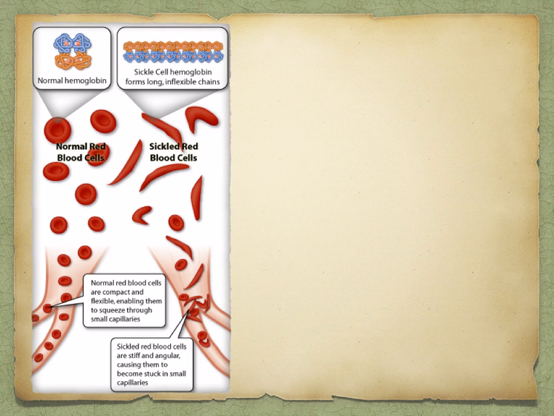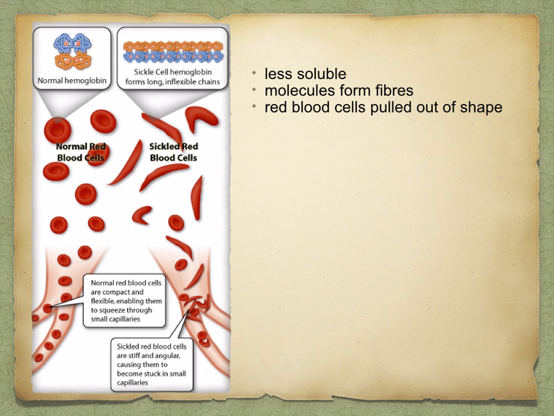This small difference in the amino acid sequence doesn't really affect hemoglobin when it's carrying oxygen. It's when hemoglobin isn't carrying oxygen that it becomes less soluble. The molecules form fibers inside the cell and stick to each other, so the red blood cells are pulled out of shape, giving them that sickle cell shape.